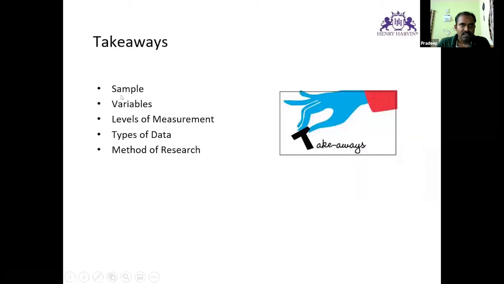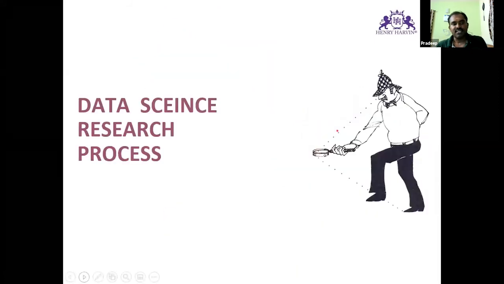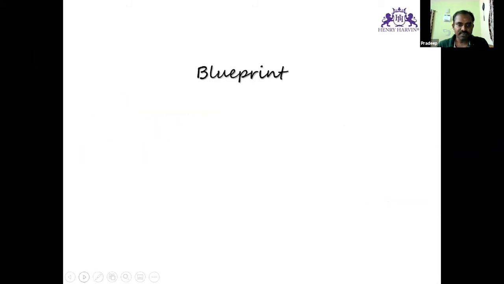Great. So very quickly we have seen what are samples, what are variables, what are levels of measurement, what are types of data, and what are methods of research. Good. Now let us go to the next stage. There is something called the data science research process. In every research there is a process. Why is there a process? Have you heard about something called a blueprint? So what is a blueprint?